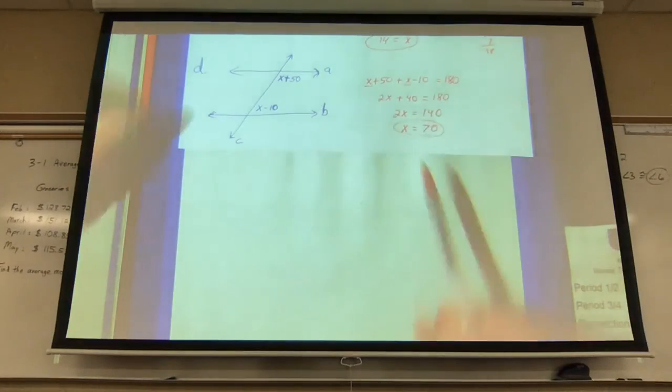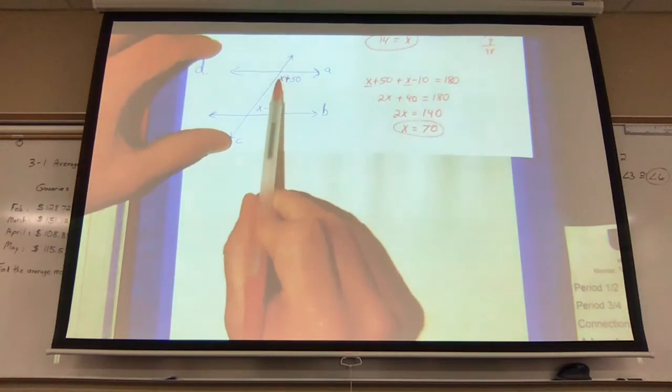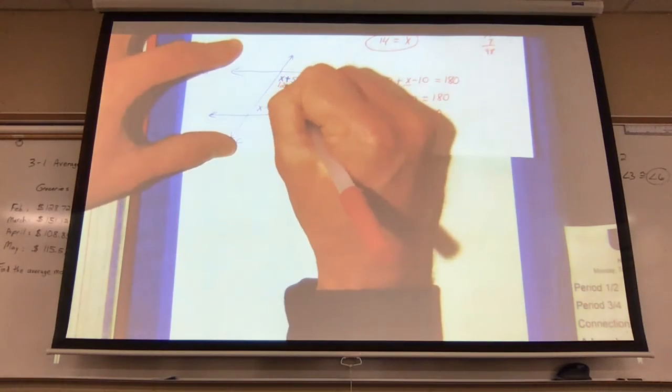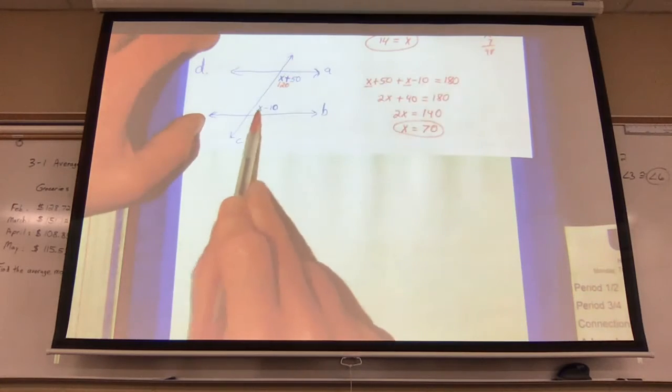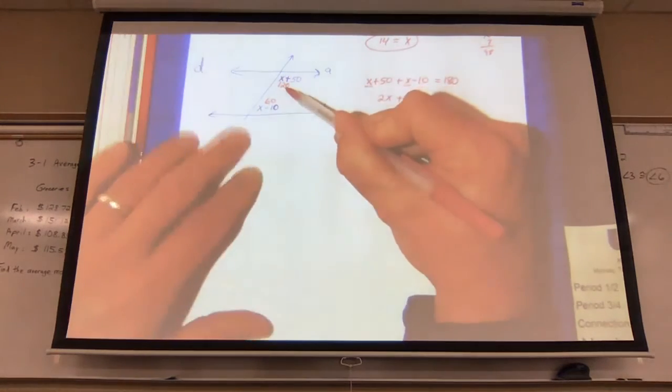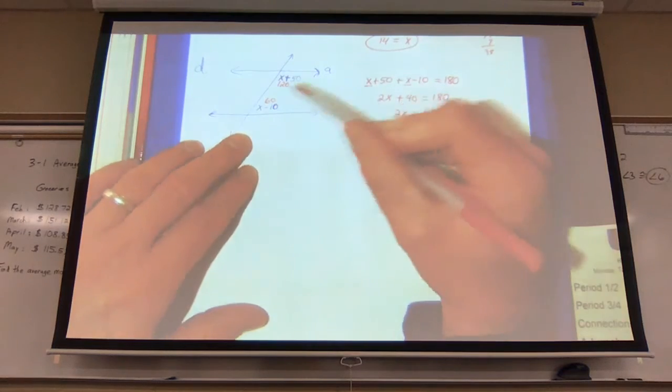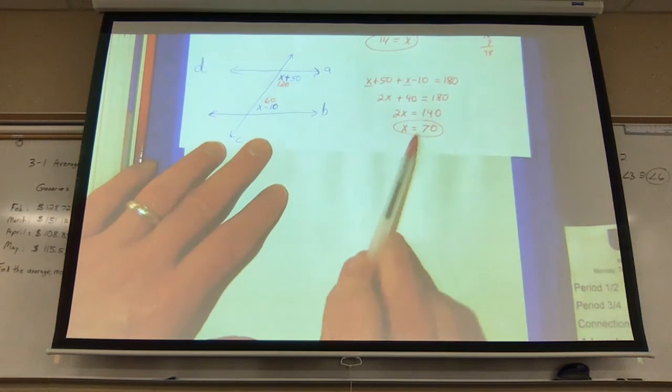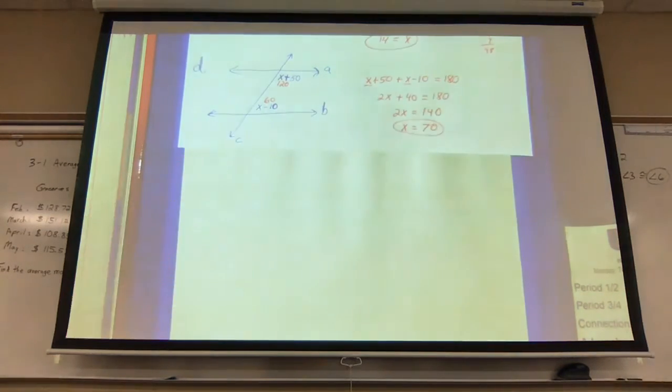Now I'm going to check that out just to make sure it works. If I put 70 in up here, 70 plus 50 is 120. If I put 70 in here, 70 minus 10 is 60. Do 120 and 60 add up to 180? Yep, so I found the one number that can go in for x that would make those two add up to 180. So that makes lines A and B parallel.